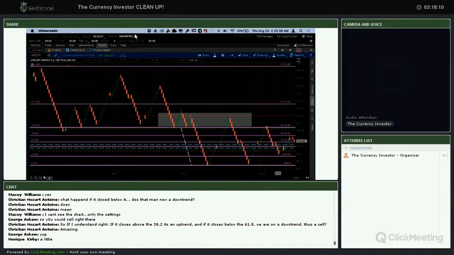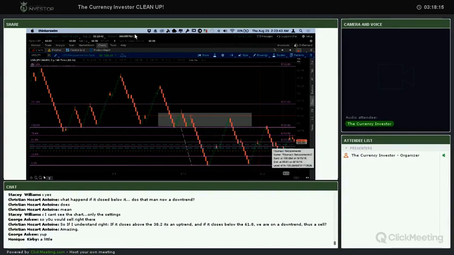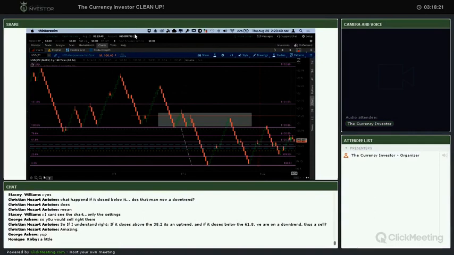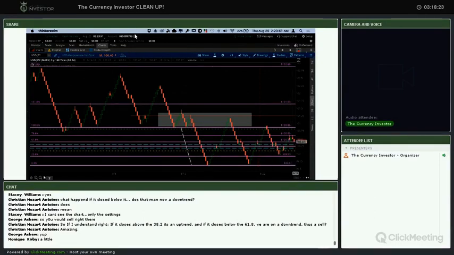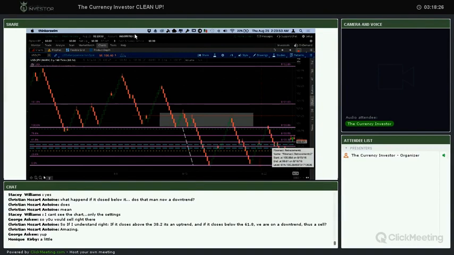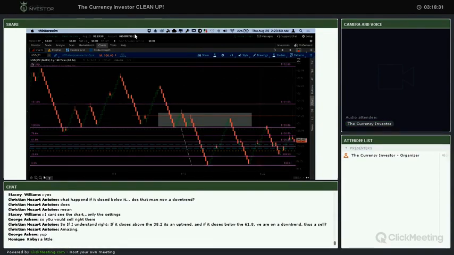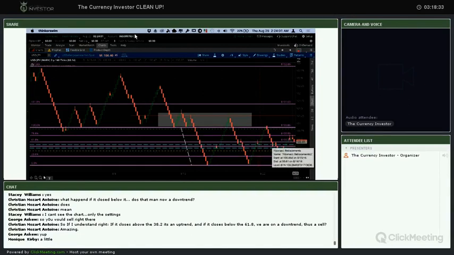Let's take a look. All right, so yeah, we got our reaction here. So now this is where our new level of support is. You guys see where this is at right here? This is our level of support. So if it touches this, we could see price shoot right back up.